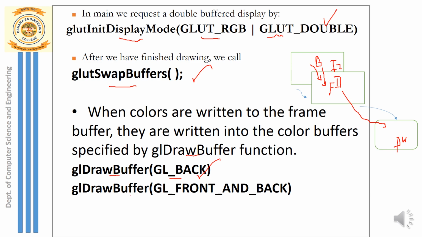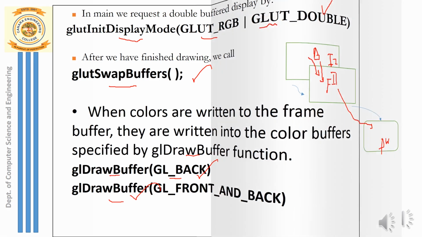If I want to write color information or store the color pixels in both the buffers, that is both back buffer and front buffer, you can make use of this function glDrawBuffer, where you pass the parameter GL_FRONT_AND_BACK. These are the two extra functions that you can make use of in OpenGL.